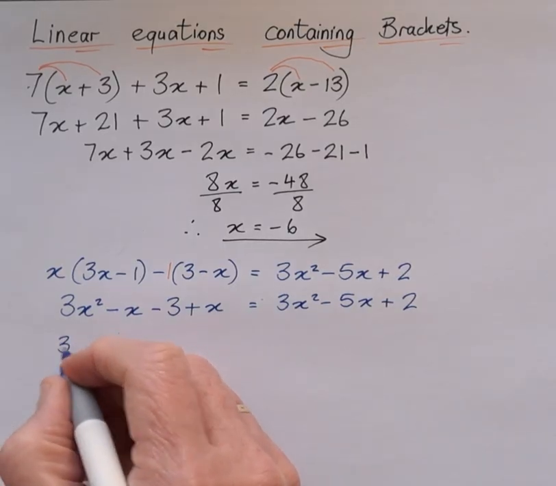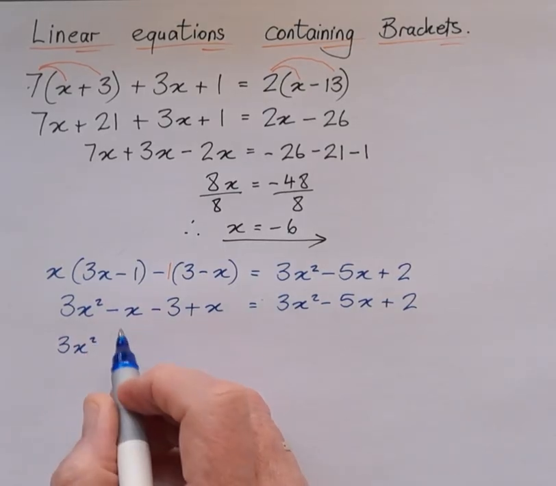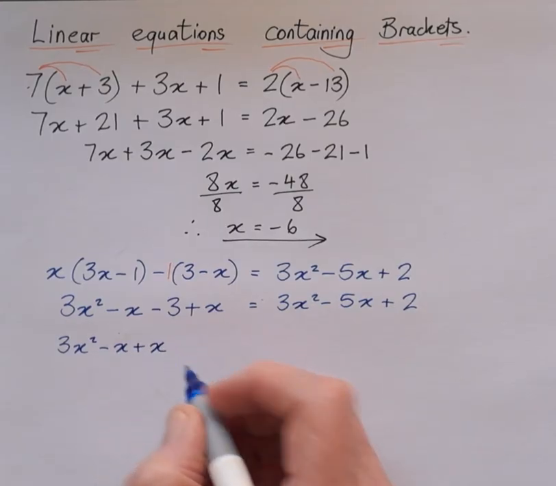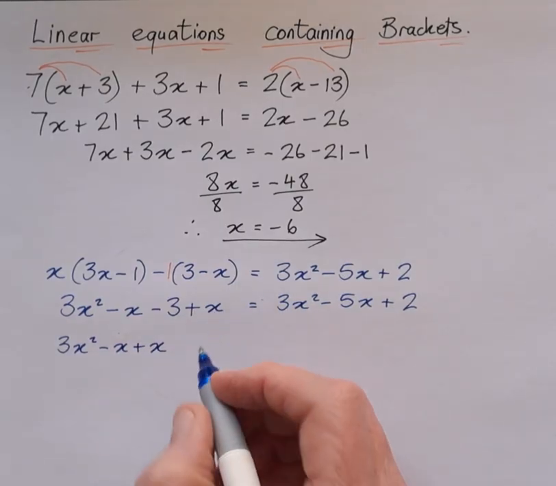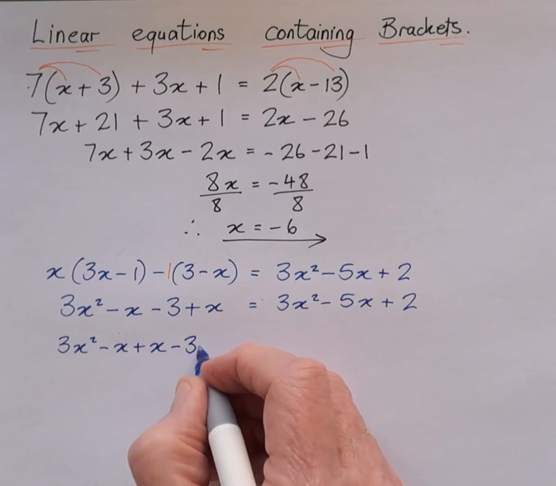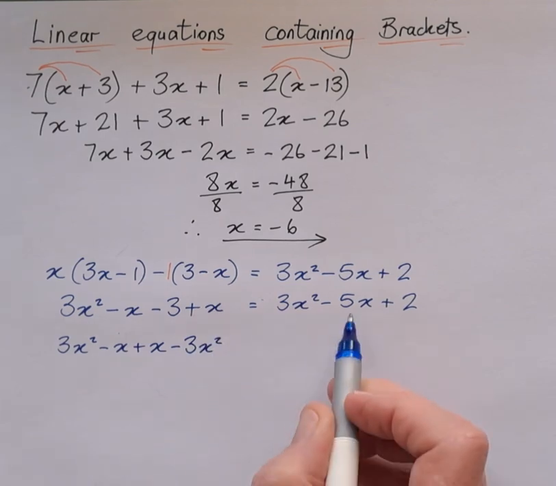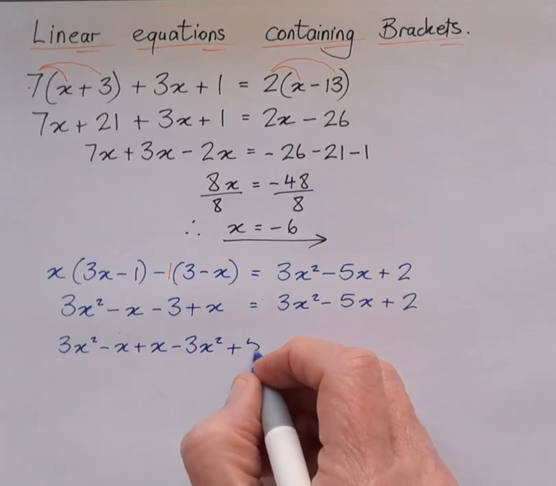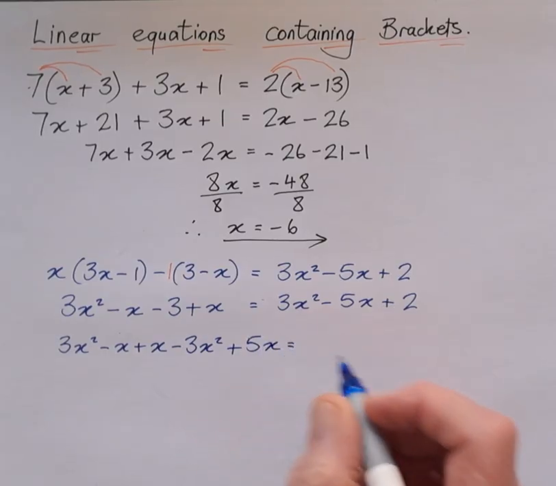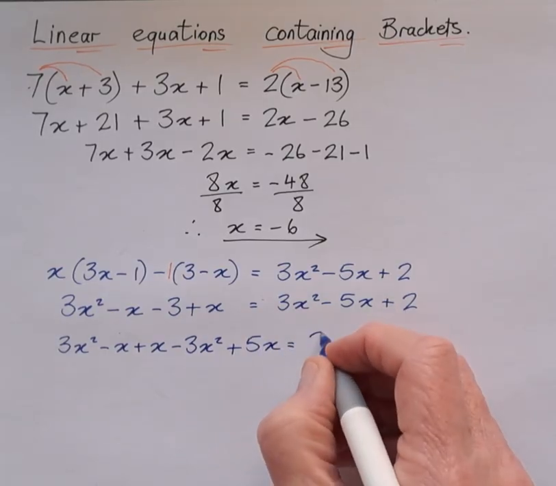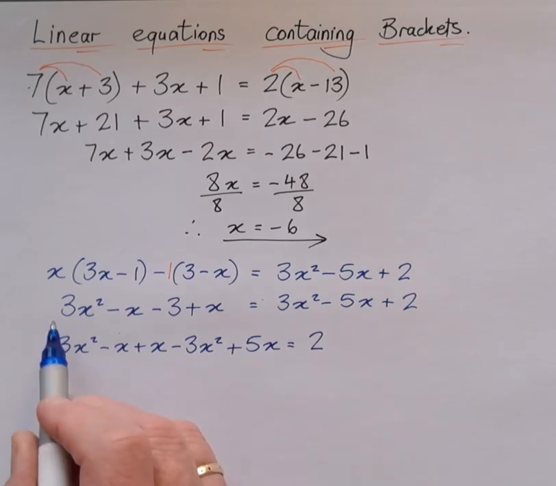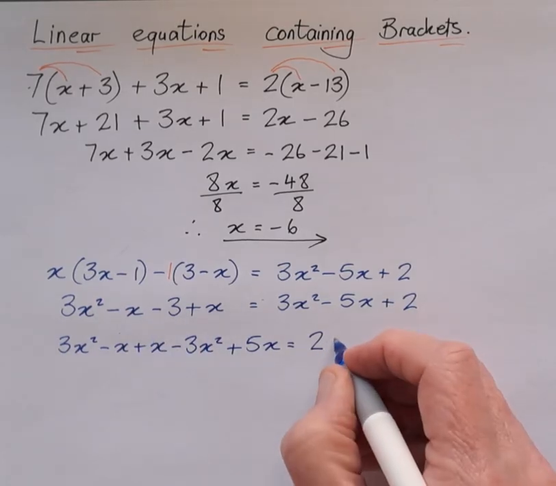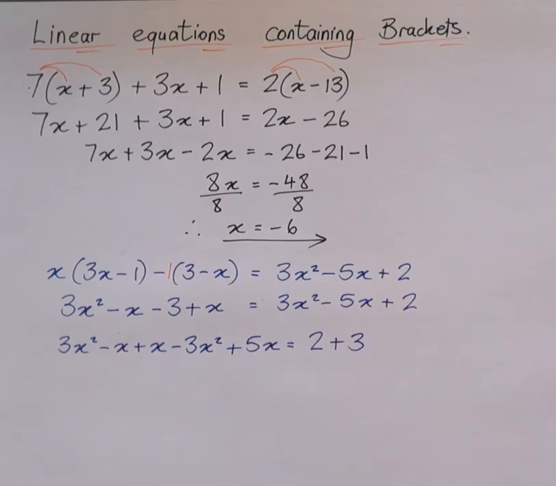On the side that I've already got, I've got 3x squared minus x plus x. I have to bring this across, so it will become minus 3x squared. And I need to bring that across. Minus then becomes plus 5x. I already have the 2 there, so I'll write that down first. And then looking for constants here, I had negative 3. It's going to come across as positive 3.